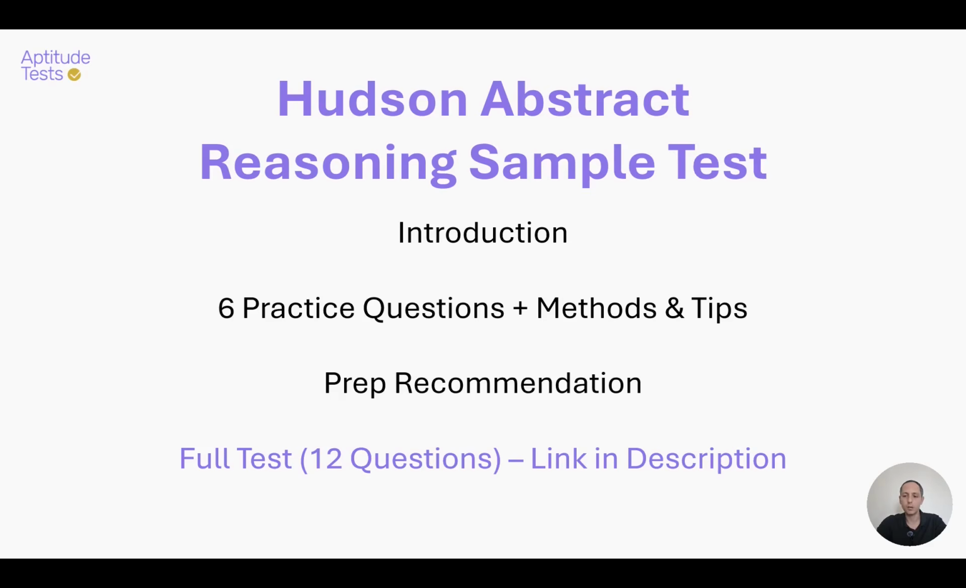This time we're going to solve a sample of the notoriously challenging Hudson Abstract Reasoning test. We're not going to solve a full test today. I think it's going to get too repetitive over time. What I am going to do is solve only 6 sample questions, but I am going to get really deep into solving methods and give you some valuable tips so you could then take this material and use it for practicing on your own and achieving the best results.